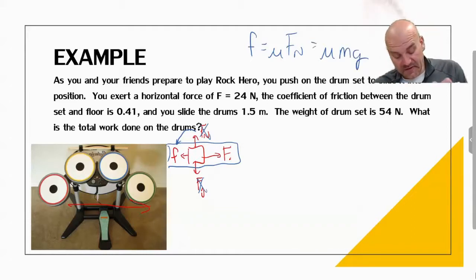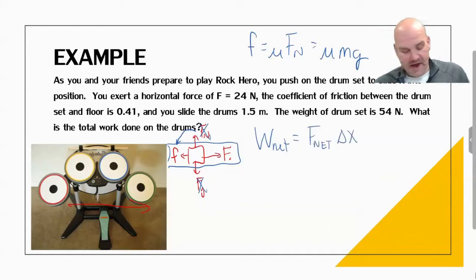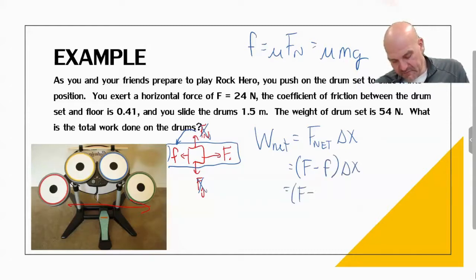So what I can do is find the net force. So the net work is equal to the net force times delta x. And we don't have to worry about the angle because, again, we're pushing in that same direction. And so that's going to be 24, or let's do it variable first. It's going to be our applied force minus our friction times our delta x. Well, it's our applied force minus friction, which is mu mg, delta x.